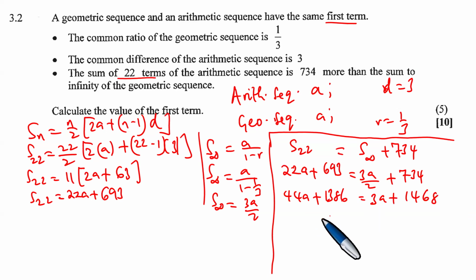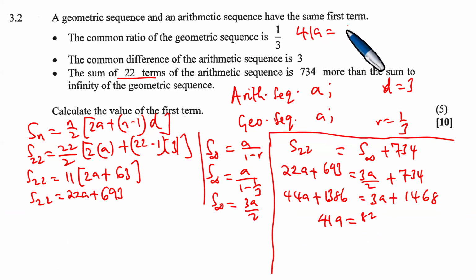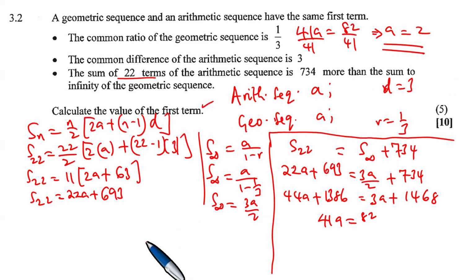44a minus 3a is 41a, which equals 82. You divide by 41, and this means that a is equal to 2. Because we have to calculate the value of the first term, we can see that the first term is 2. We've solved this problem, and we're done. Next question.